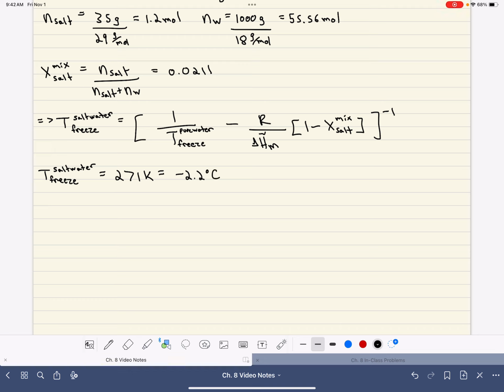All right, and so what this is showing is that by putting salt into this water, the freezing point temperature of the water goes down.